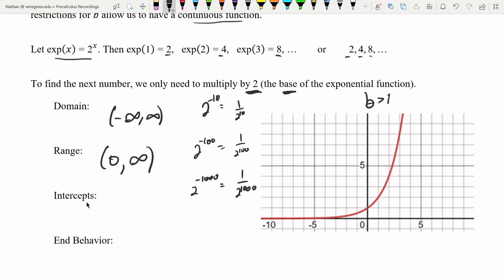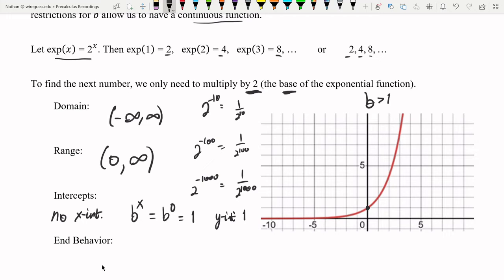With that in mind, then, for the intercepts, there is no x-intercept because it never crosses the x-axis. And with the simple exponential function, b to the power of x, to find the y-intercept, all we have to do is plug x equal to 0 into there. But that's always equal to 1, which you can see here. So for very simple exponential functions, the y-intercept is at 1.